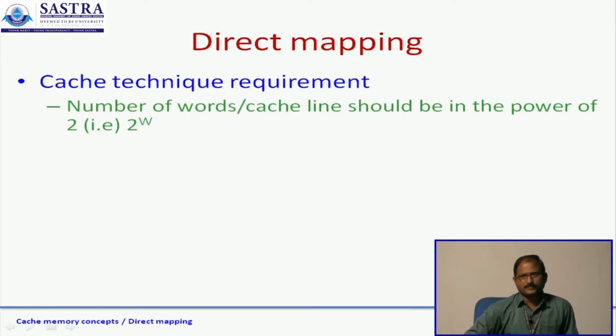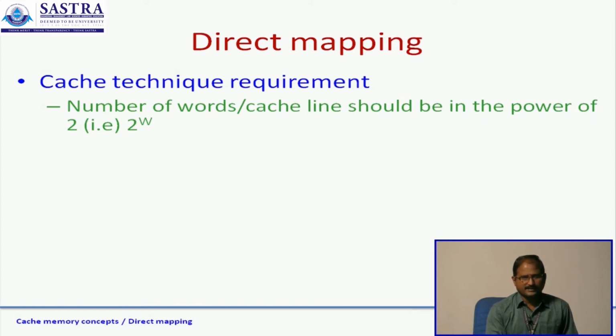We have some requirements for this direct mapping technique. The first requirement is common for all three cache mapping techniques. We have three cache mapping techniques. The first one is direct mapping, the second one is fully associative mapping or associative mapping, and the third one is set associative mapping. In all three cache mapping techniques, this requirement is strictly followed: the number of words per cache line should be in the power of 2.